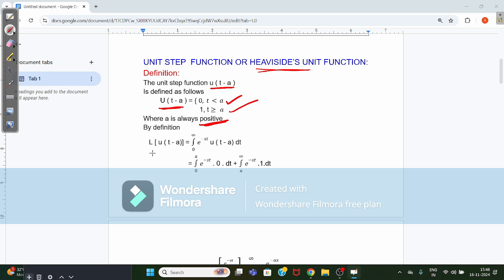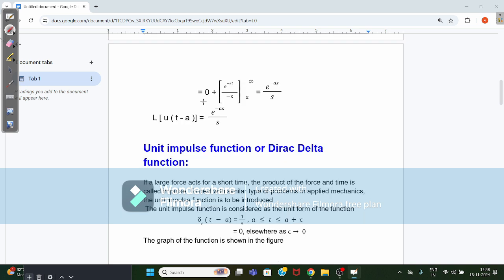Okay, by definition, L of u of t minus a is the integral from 0 to infinity of e power minus st times u of t minus a dt, where it splits into 0 to a of e power minus st into 0 dt plus a to infinity of e power minus st into 1 dt. It can be written as 0 plus e power minus st by minus s from a to infinity, that is equal to e power minus as by s. So L of u of t minus a is equal to e power minus as by s.